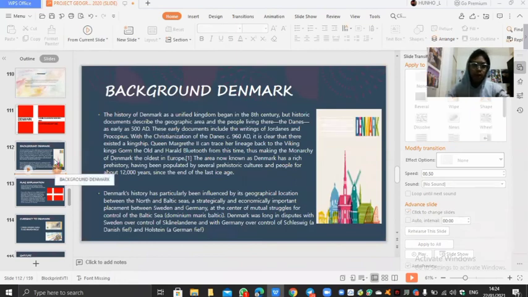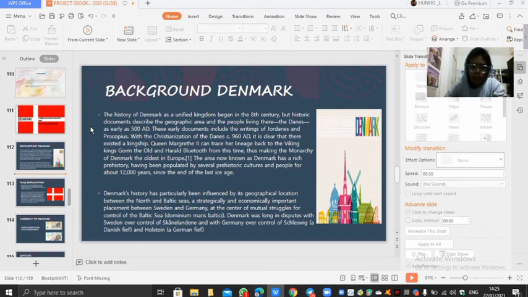For the background of Denmark, the history of Denmark as a unified kingdom began in the 8th century. Historic documents describe the geographic area and the people living there, the Danes, as early as 500 AD. These early documents include writings of chroniclers, together with the Christianization of the Danes around 960 AD. It is clear that they resided under kingship. Queen Margrethe II can trace her lineage back to the Viking kings of old, inherited from this time, thus making the monarchy of Denmark the oldest in Europe.